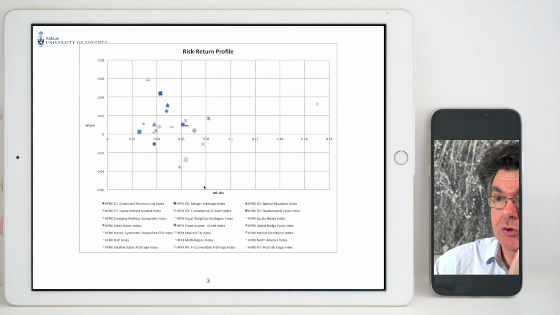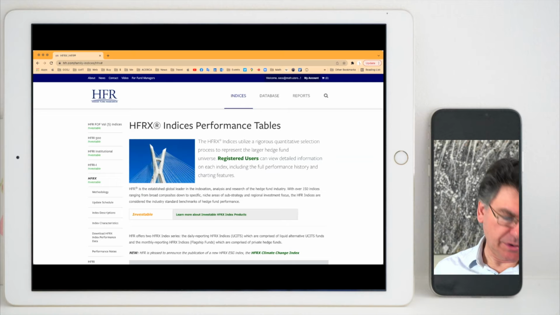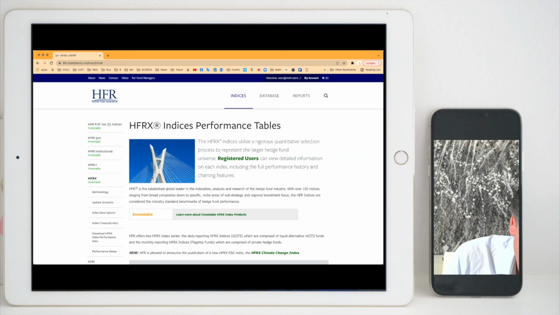But before we get into them, I want to show you a resource, something that would probably be useful to you. For that, I'm going to share another part of my screen. And I'll tell you something that I encourage you to check. This is a company in Chicago, in the United States. It's called Hedge Fund Research.